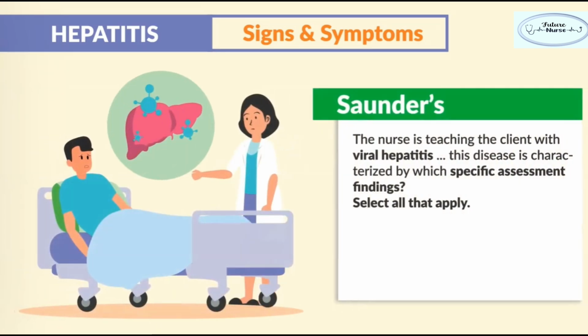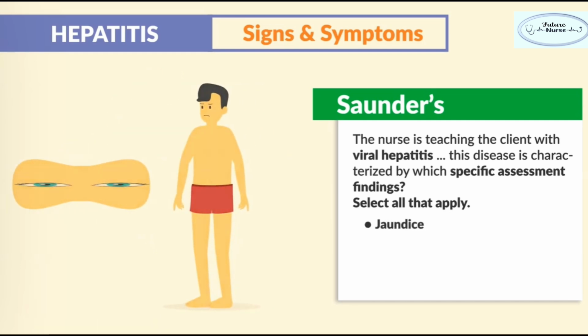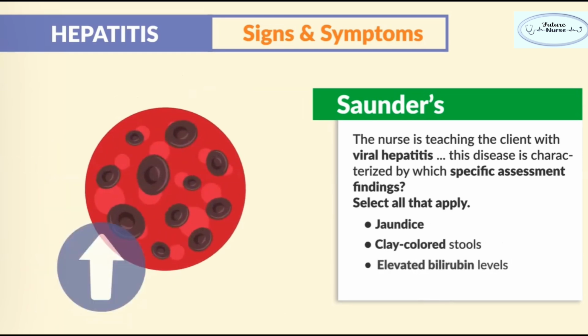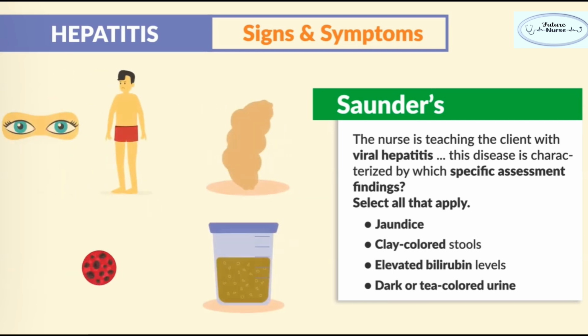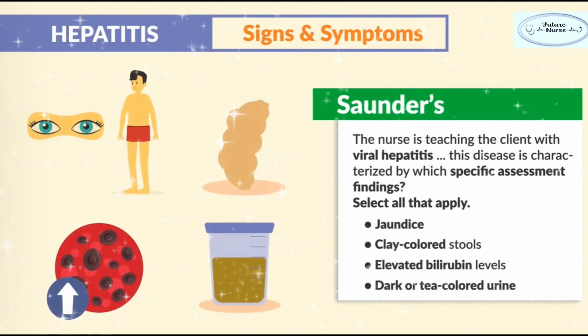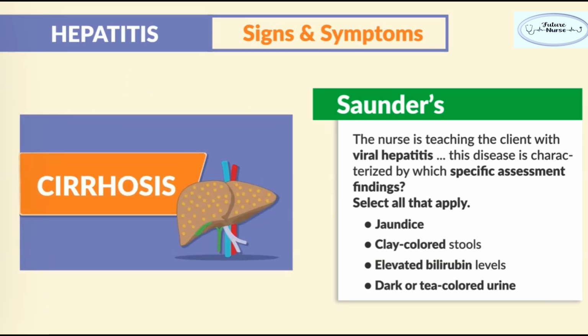So Saunders mentions, the nurse is teaching the client with viral hepatitis. This disease is characterized by which specific assessment finding? Select all that apply. So jaundice, clay color stools, elevated bilirubin levels, as well as dark or tea-colored urine. Now all these signs are from that elevated bilirubin that spills over into the bloodstream, making the entire body yellow. So this is typical for any client with liver disease, specifically with cirrhosis as well. And we go into way more detail in that video.